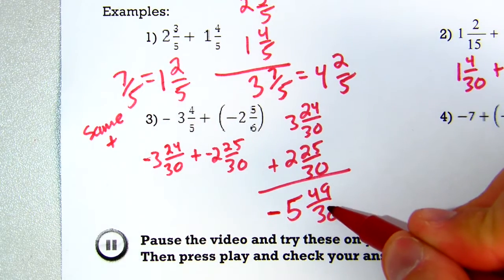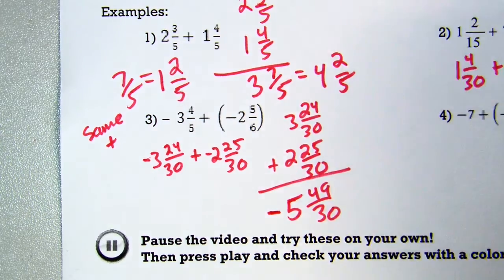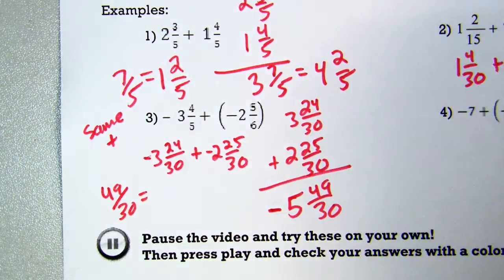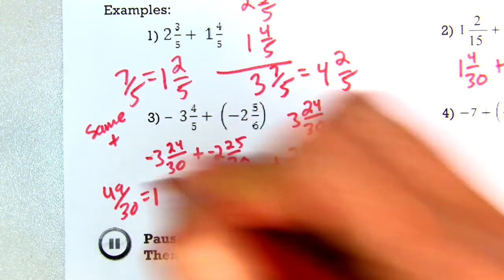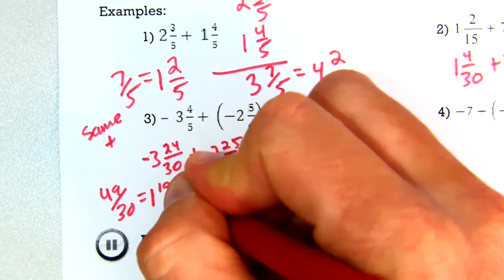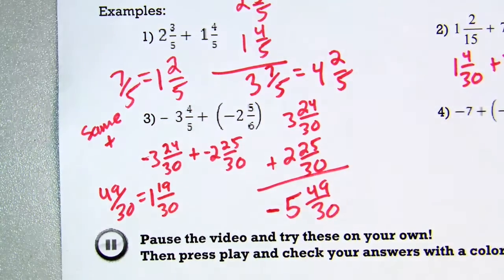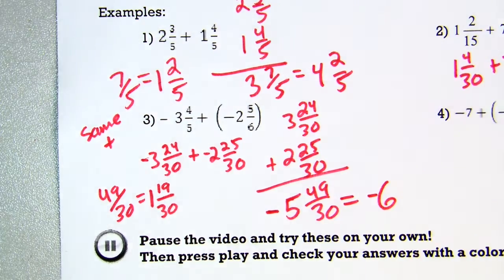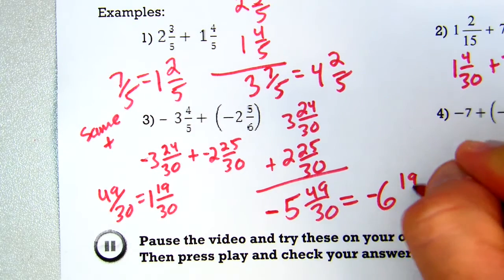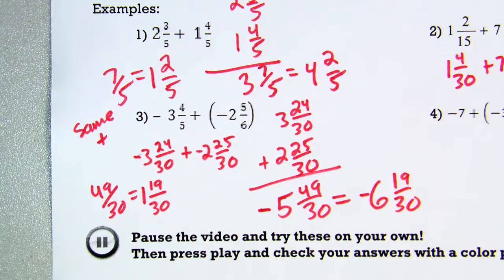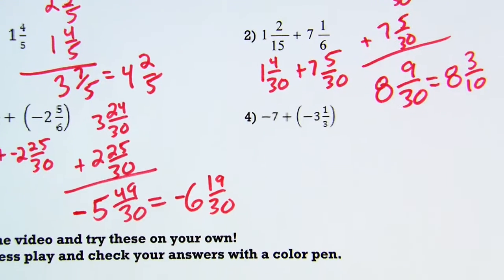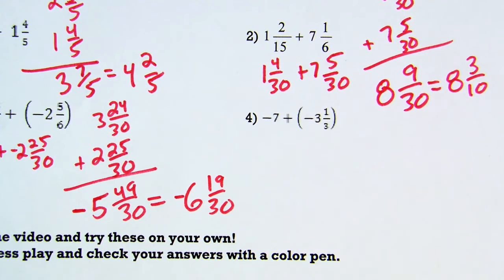I have an improper fraction there. I know that 49/30 here is actually equal to 1, because 30 goes into that 1 time, with 19 left over, 19/30. I'm going to add my 1 and my 5 together, so I have negative 6 19/30 for my answer. Number 4, I've got negative 7 plus negative 3 1/3.